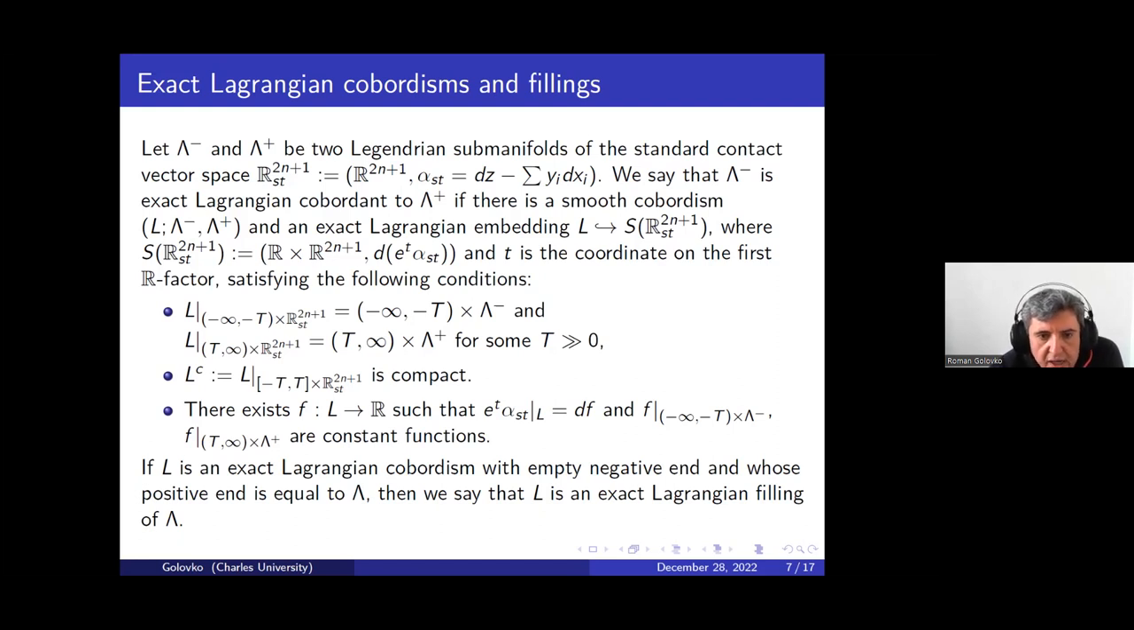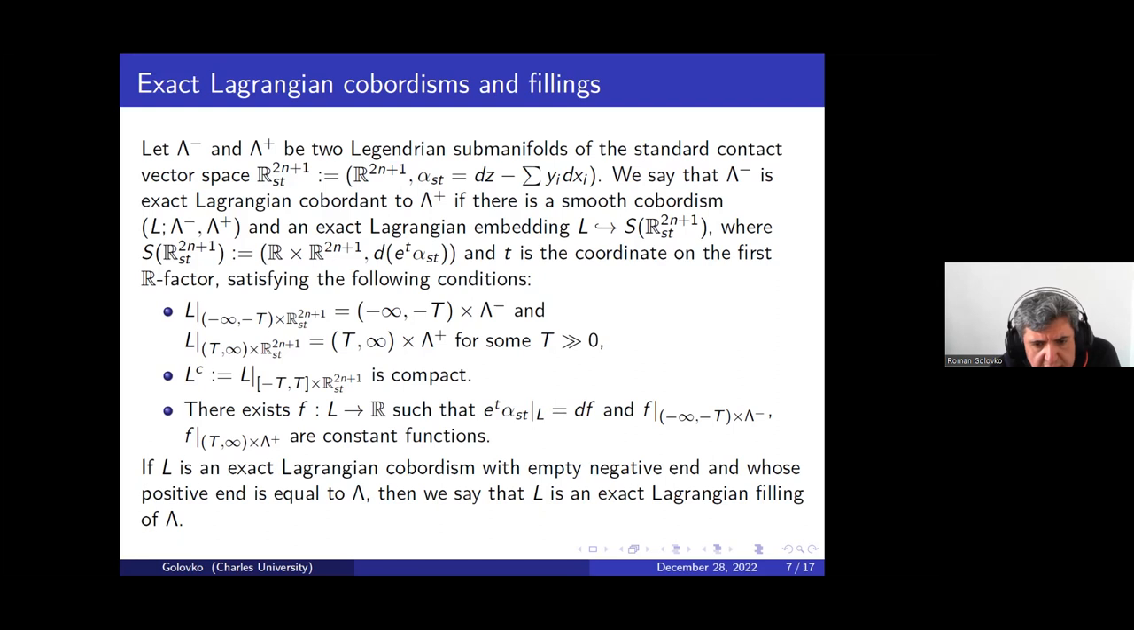When our extra R coordinate is small enough, namely if it's smaller than some negative capital T, then it will be a product with the Legendrian submanifold lambda minus. What appears in between is compact, and we want to have this additional exactness property. Basically, this exactness property will allow us to control the holomorphic curves that we described on the previous page.